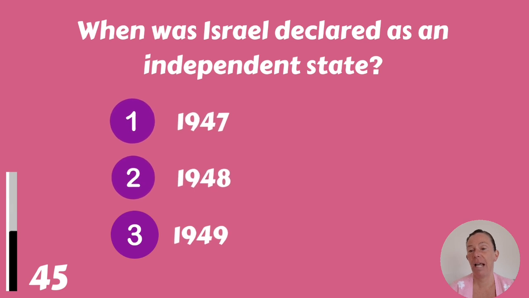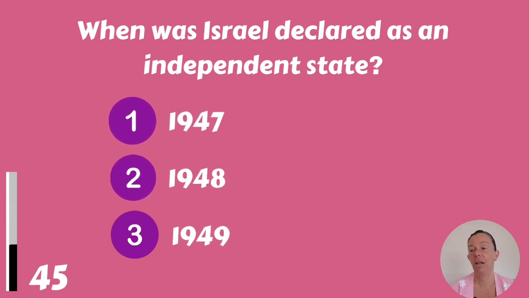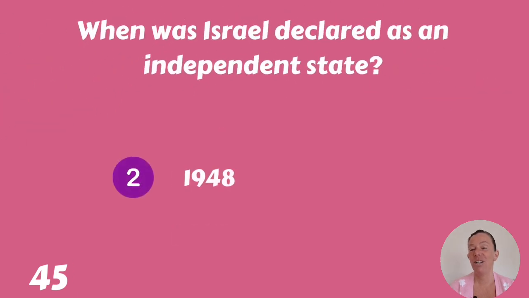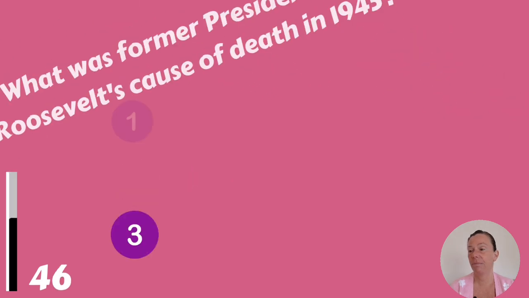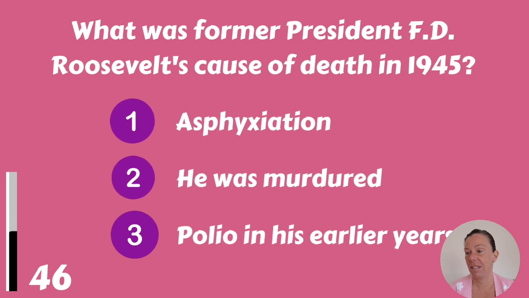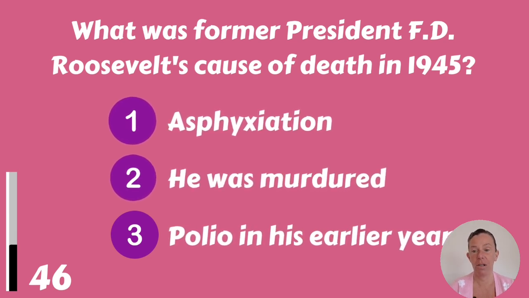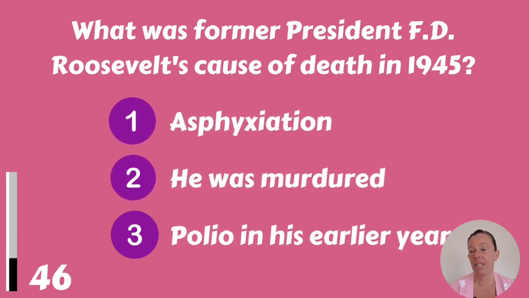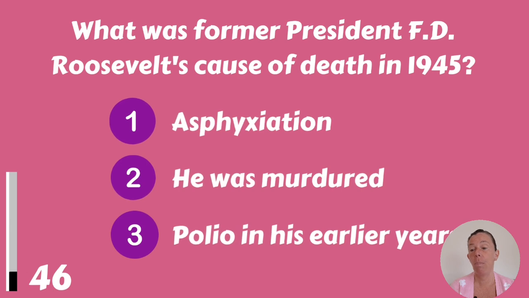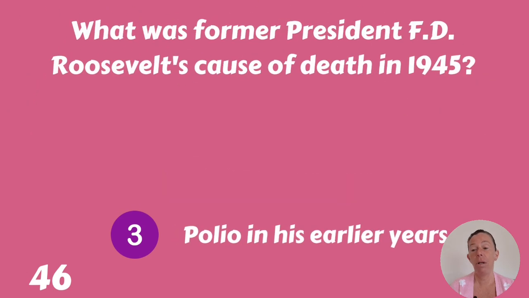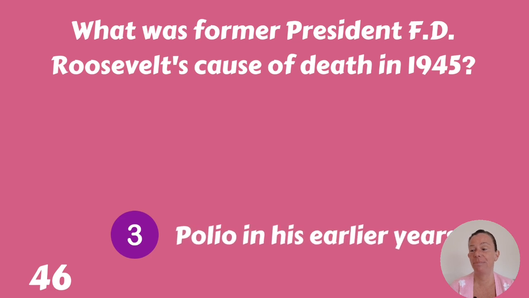When was Israel declared as an independent state? 1947, 1948 or 1949? 1948. What was former President Roosevelt's cause of death in 1945? Asphyxiation, he was murdered, or polio in his earlier years? Polio in his earlier years.